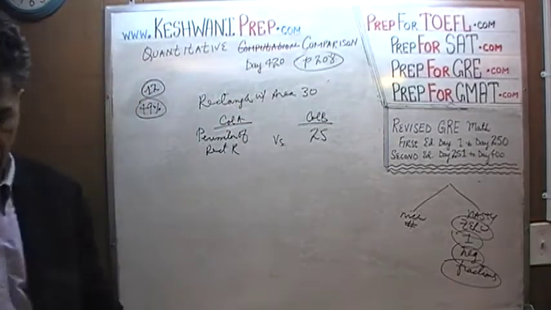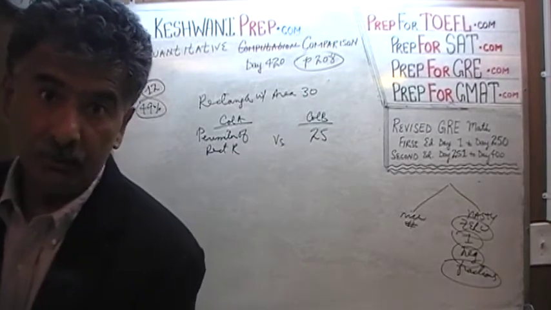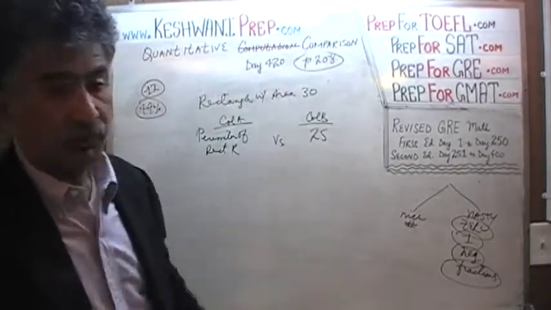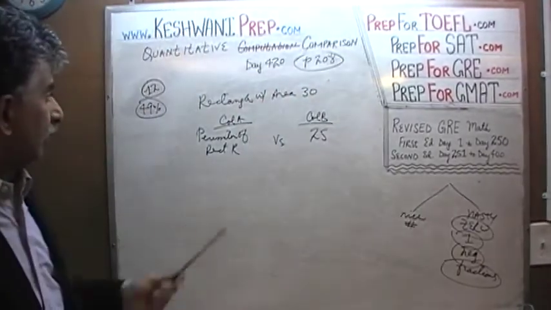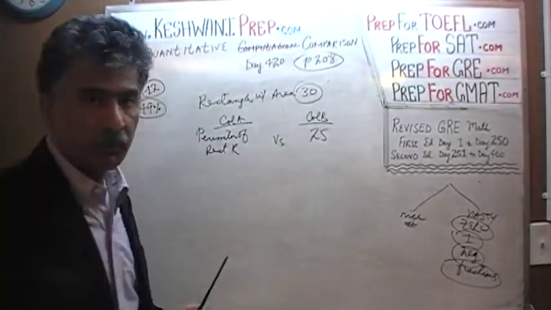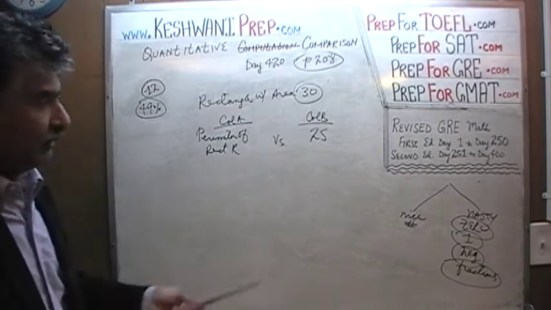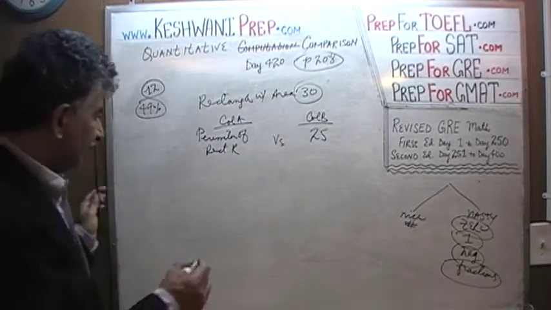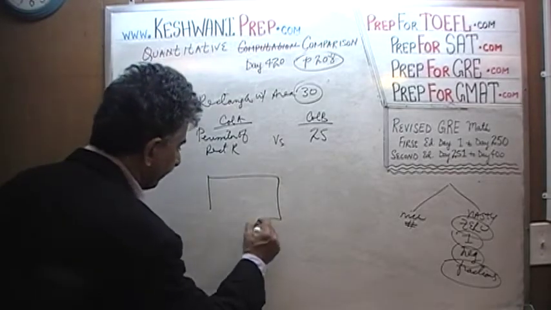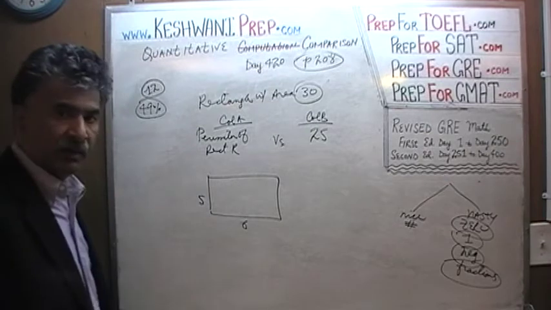Even if I don't put down column A and column B, of course you know that's what it is, because we are dealing with quantitative comparison questions. We're comparing the two quantities. So we are told that we have a rectangle whose area is 30. What are we going to do? We have to compare the perimeter of the rectangle versus 25. Let's make up a rectangle with the area 30. Let's make up something simple. How about 5 by 6? A 5 by 6 will have an area of 30.